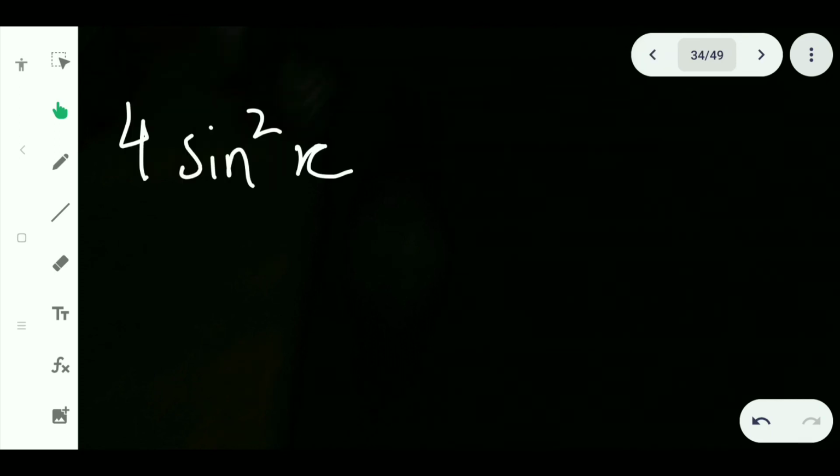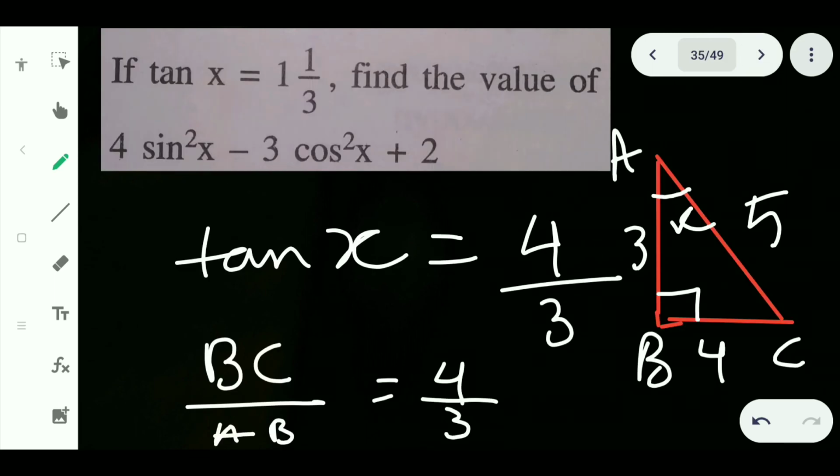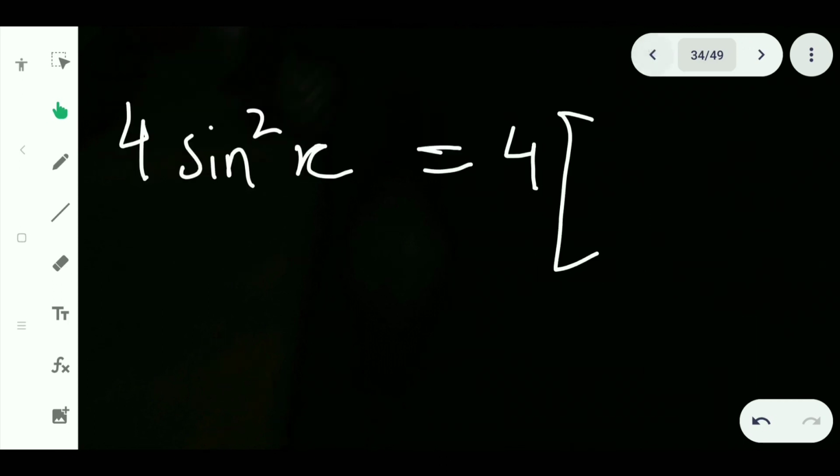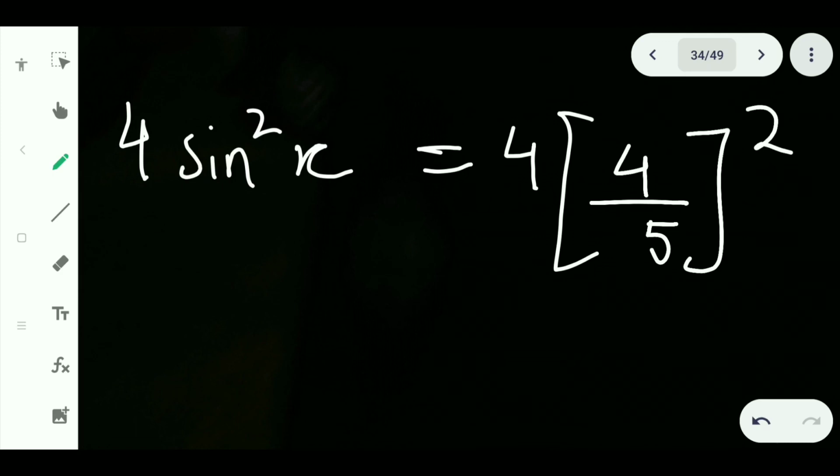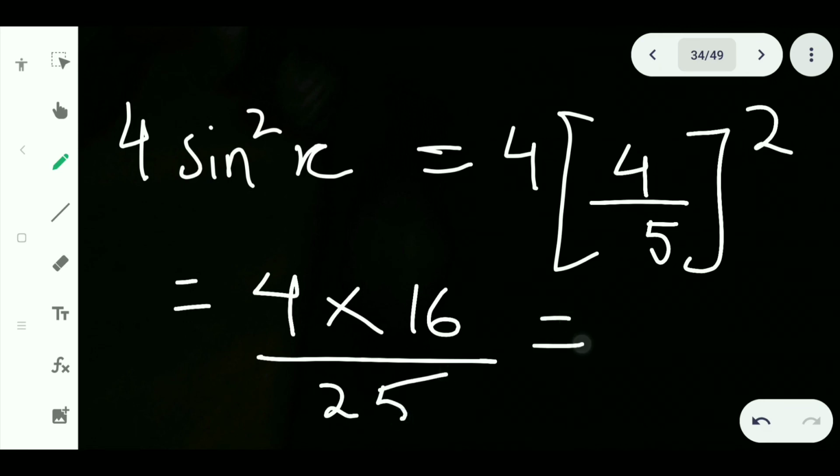So 4 sin square x is equal to 4 into, you got sin x, right? Sin x is nothing but opposite by hypotenuse, 4 by 5. So 4 divided by 5 and whole square is nothing but 4 into 16 divided by 25, that is 64 divided by 25.